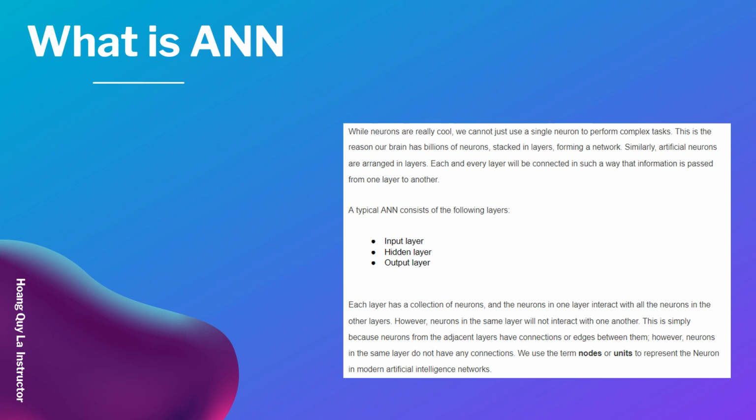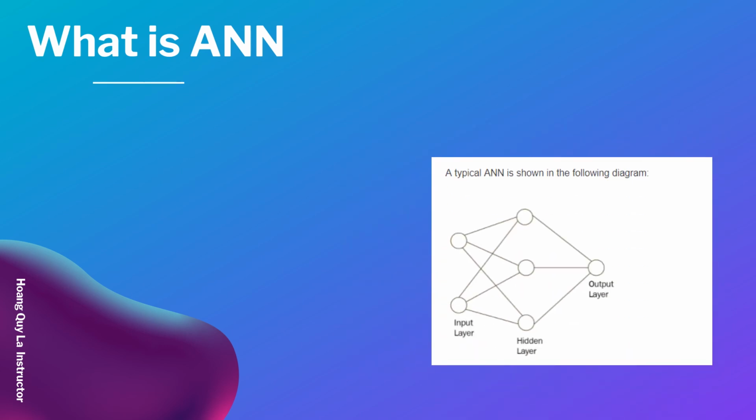This is simply because neurons from the adjacent layers have connections and edges between them. However, neurons in the same layer do not have any connections. We use the term nodes or units to represent the neuron in modern artificial intelligence networks. So a typical ANN is shown in the diagram. So we have the input layer, hidden layer, and the output layer.